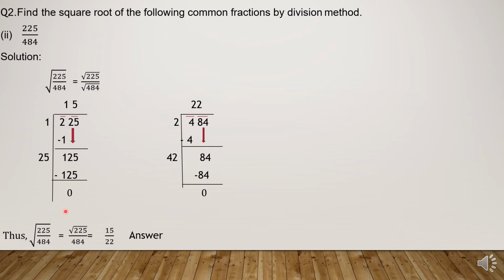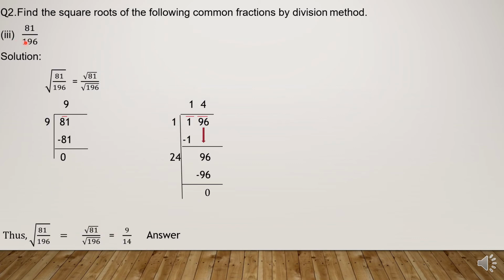And square root of 225 is what? 15. Square root of 484 is what? 22. 15 by 22 is our answer. Now see part number 3 of question number 2, 81 by 196. Again students, we have to find square root of 81 by 196.